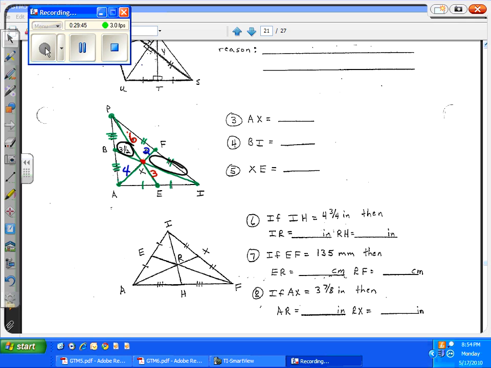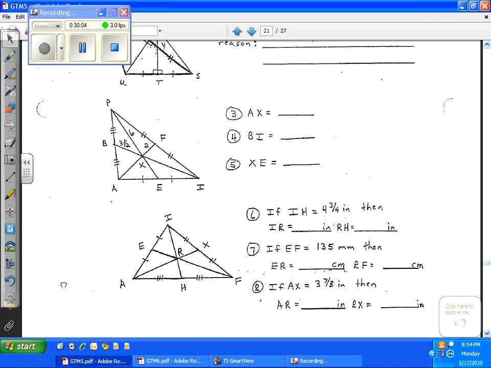All right. We've got AX is 4 in blue there. We'll go ahead and fill that in. We've got XE is 3. We'll go ahead and fill that in, and we'll let you mess with the other. Okay? All right?